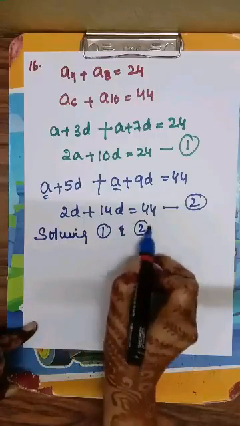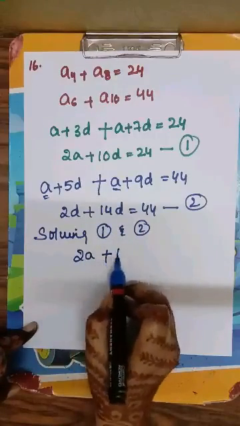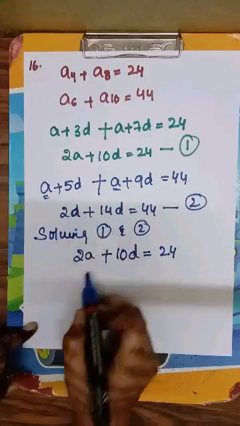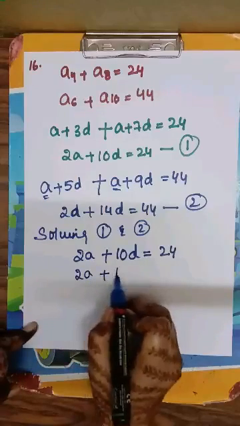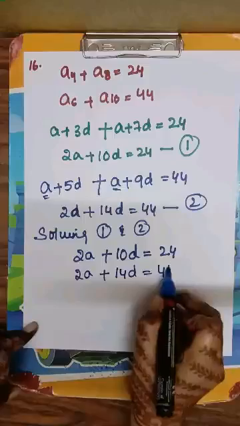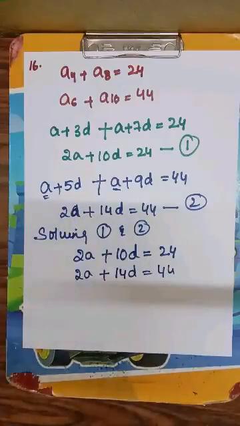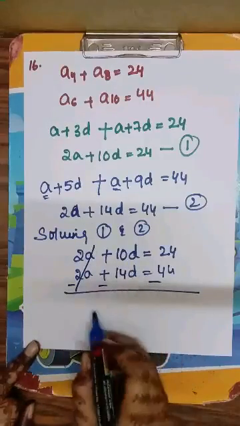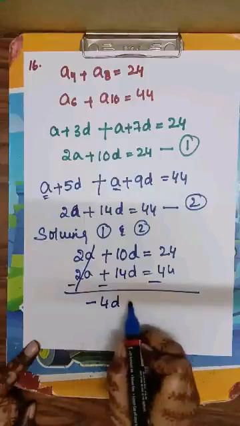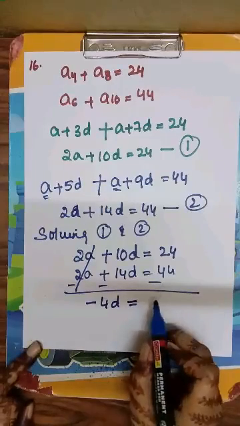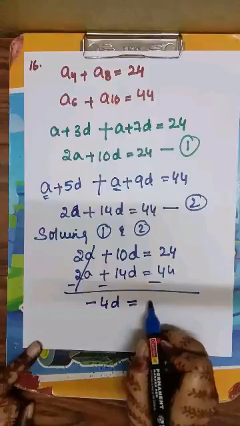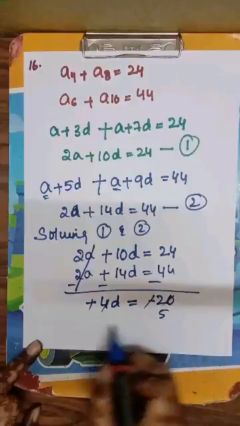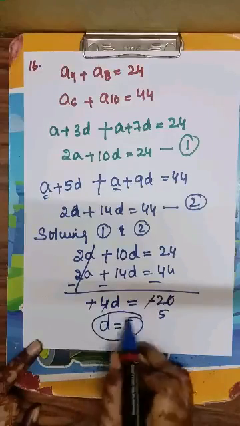Solving 1 and 2: 2A plus 10D is equal to 24, and 2A plus 14D is equal to 44. Subtract them. Minus, minus, minus, the 2A cancels. 10 minus 14 is minus 4D, equal to minus 20. Minus, minus cancel. 4 1s are 4, 5 4s are 20. D is equal to 5. We got the value of D as 5.